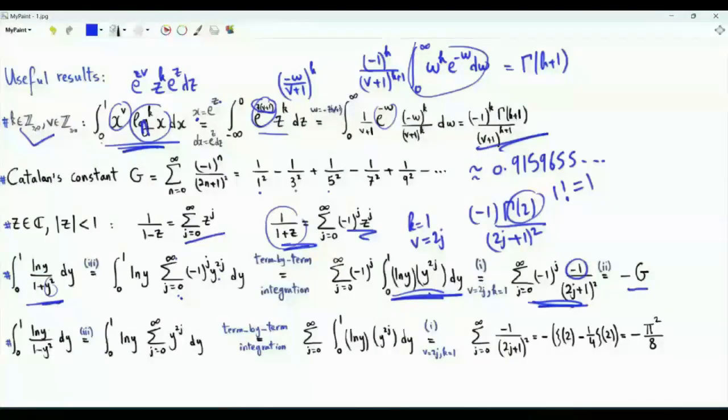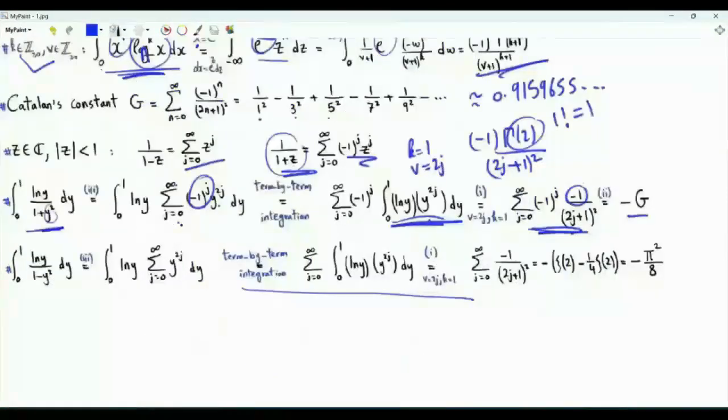What if we have the same integration, but in the denominator we have 1 minus y squared? In this case, if we do the series expansion, we will not have this minus 1 to the j. We just have y to the power 2j. We have similar steps, but here we will not have minus 1 to the power j. We have minus, between brackets, the sum of the reciprocals of the squares of the odd positive integers.